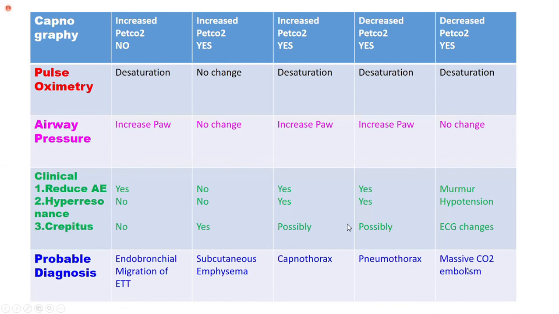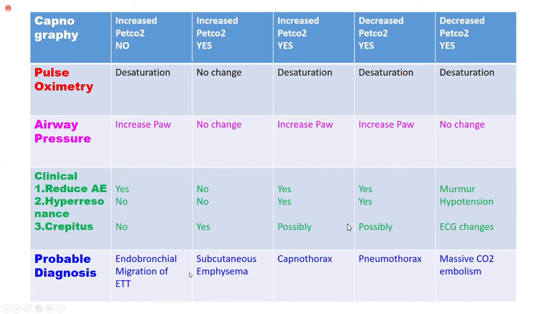And in massive carbon dioxide embolism or gas embolism, you will have again a decreased EtCO2, the patient will desaturate, airway pressures may not change. Whereas in both pneumothorax and capnothorax, airway pressure will become high, and you will get the mill-wheel murmur, the patient will have severe hypotension, and ECG changes will also happen. Okay, so these 5 intraoperative complications: endobronchial migration, subcutaneous emphysema, capnothorax, pneumothorax, and gas embolism. These are considered intraoperative respiratory complications, which can also be a short note question.